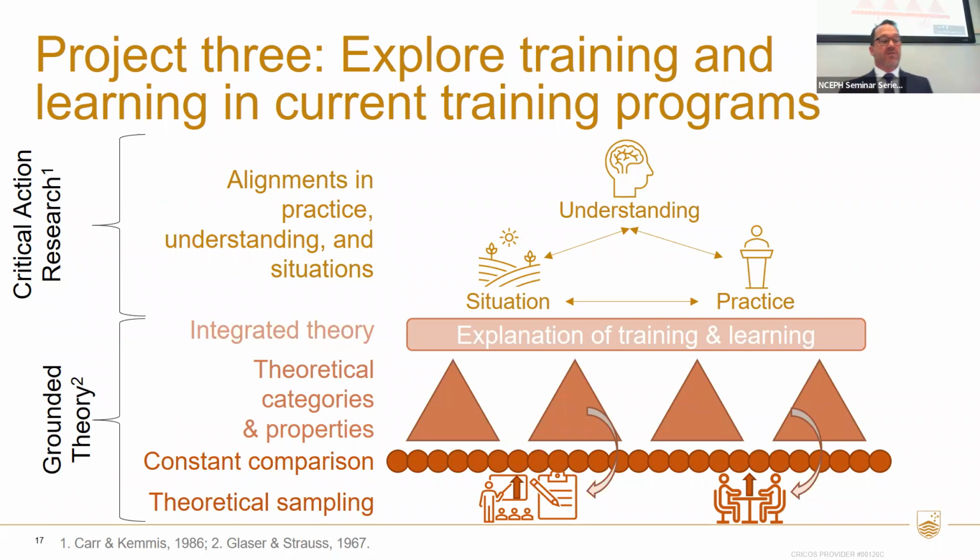So we'll use grounded theory to explore how trainers and trainees perceive learning and training, and then look for the alignments and misalignments between practice, understanding, and situations. The data will include participant observations and in-depth interviews with trainees and trainers from the 6 programs that I named earlier. We've received provisional approval from the ethics committee and expect collection to start in December, probably until next November.